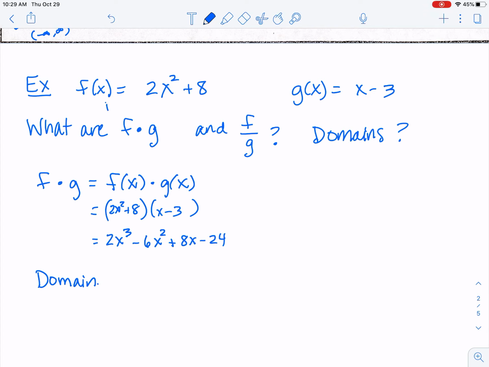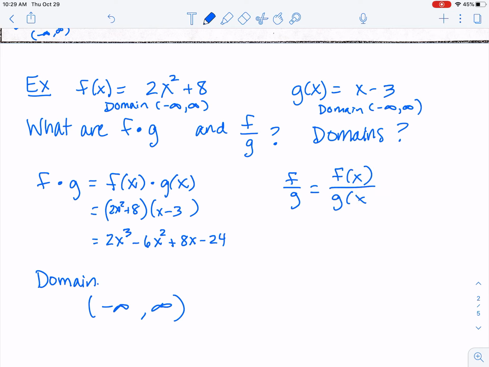So what is the domain of this? Well, the domain for the f function is negative infinity to infinity because it's a parabola that opens up. And for g of x, x minus 3, that domain is negative infinity to infinity because it's a positive sloped line. So the domain, the x values that are in both f and g, is all real numbers. Now if I'm doing f divided by g, that's the same as f of x divided by g of x. So f of x is 2x squared plus 8 over x minus 3.